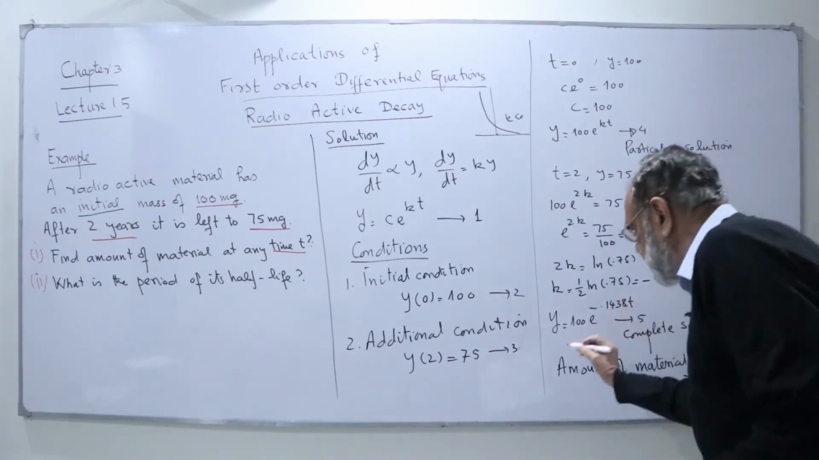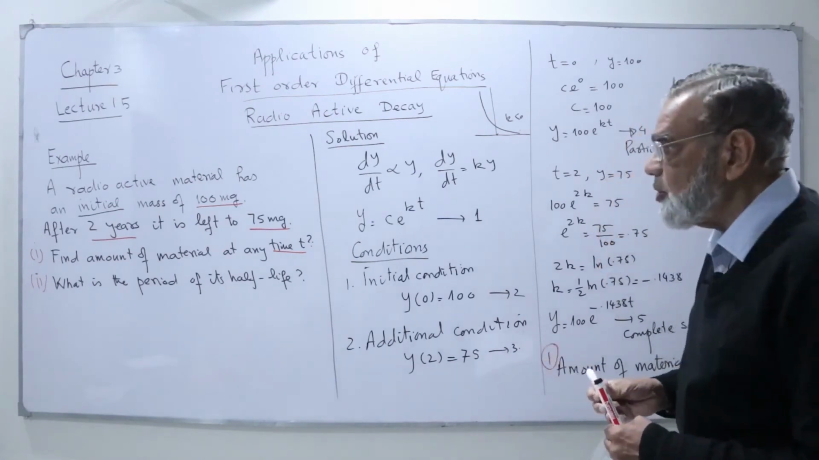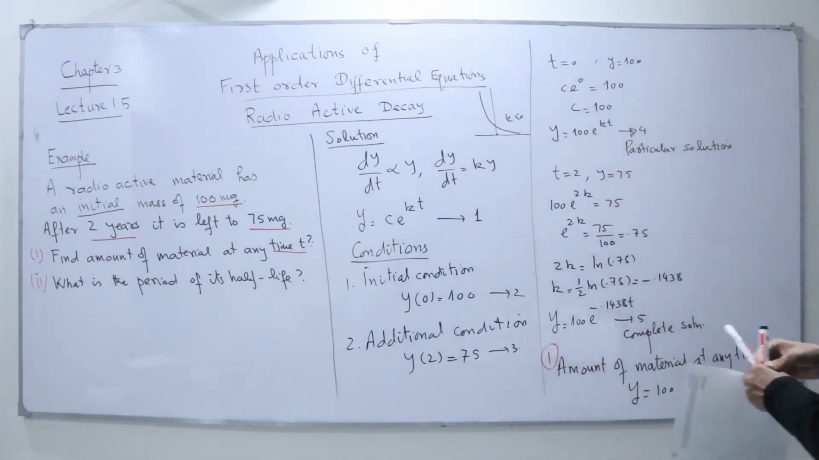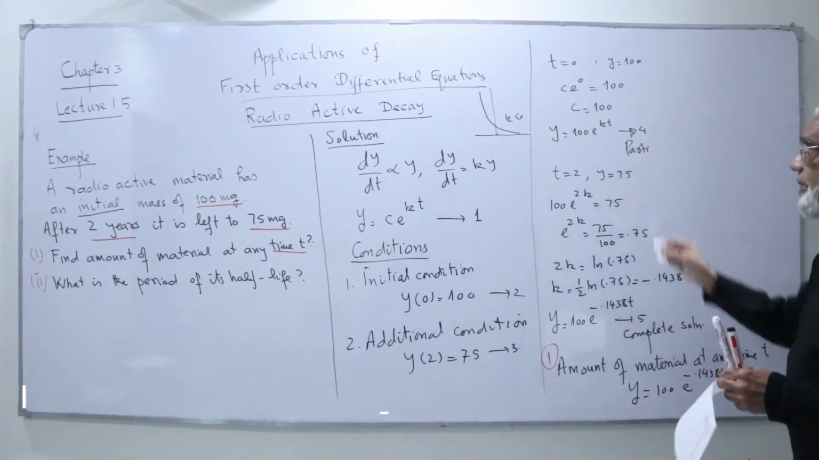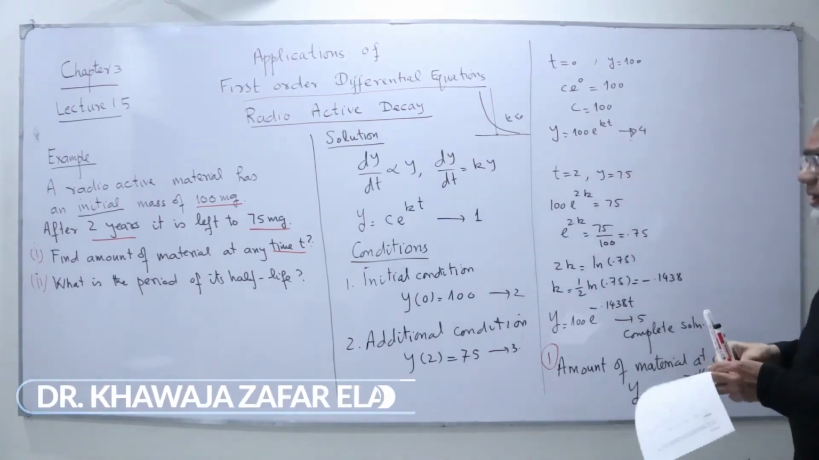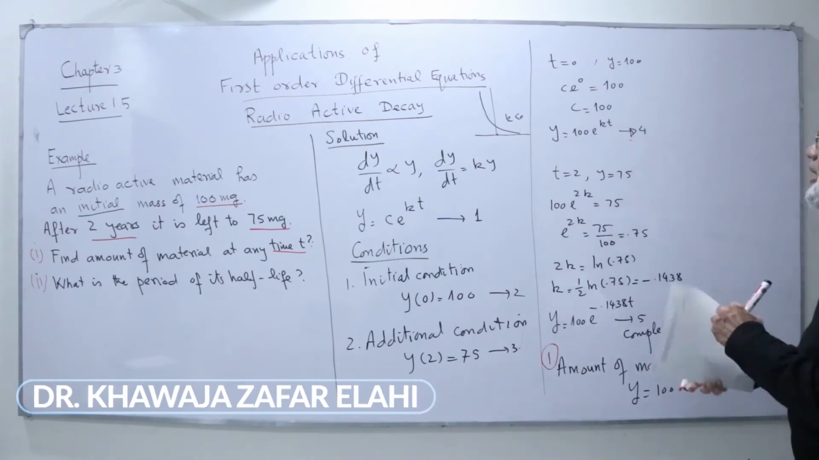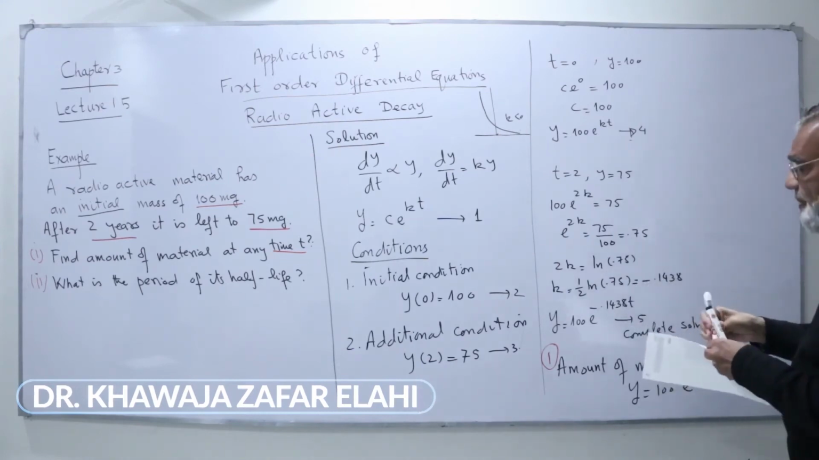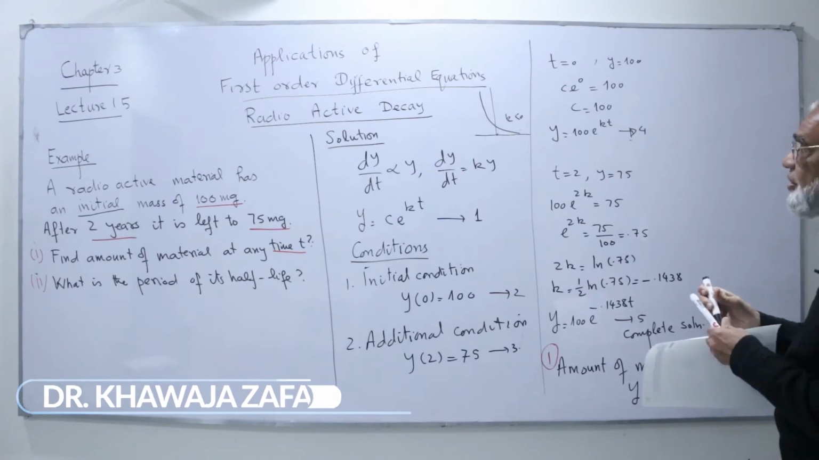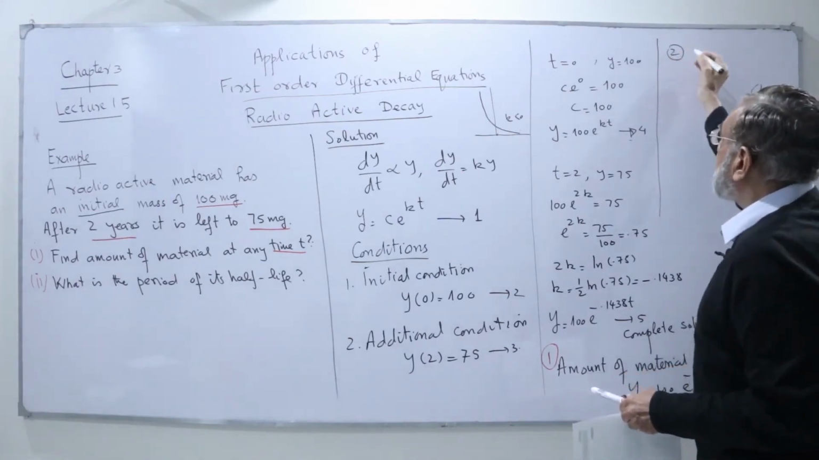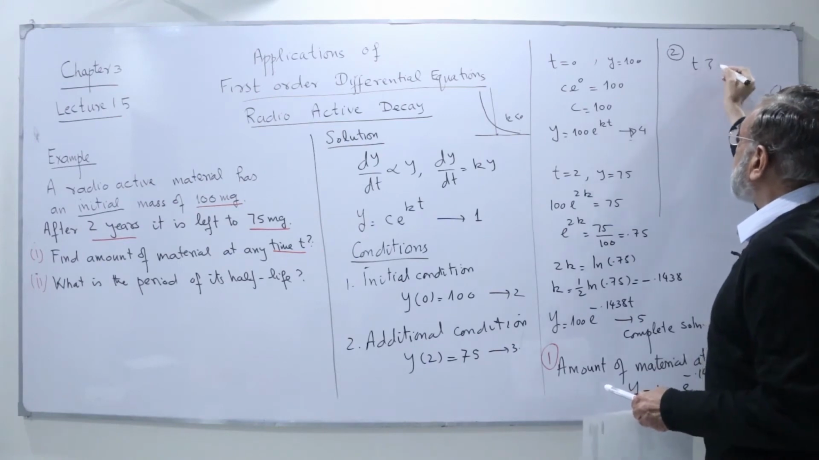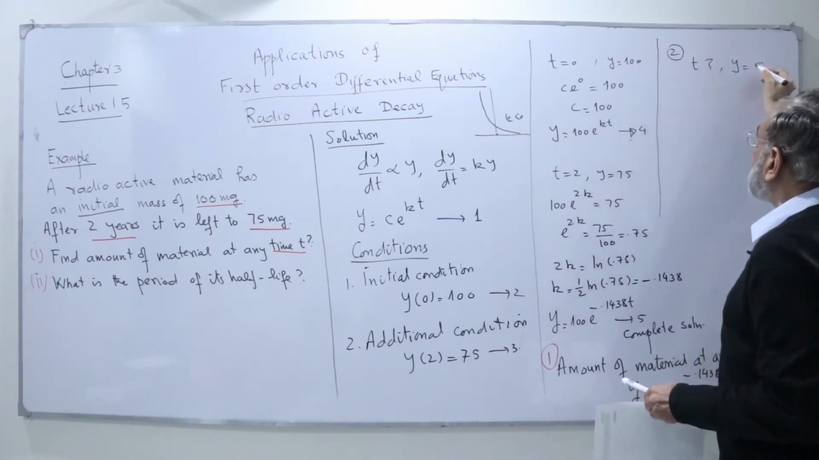Now I go to part 2, which is to find the half-life. When I say the half-life, what does it mean? It means the time for half of the material to decay. So the material is 100 milligram, so we say when 50 milligram is left. So we want to find t, when our y is equal to 50 milligram.